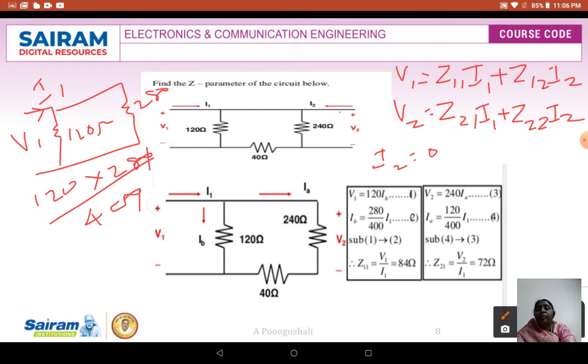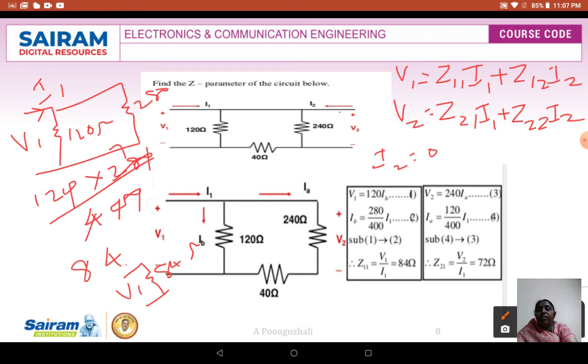So if I substitute this, 12 times 7 is going to be 84. So we can see that it is going to be 84 ohms. So V1 is equivalent to, I can now redraw the circuit, so it is going to be your 84 ohms.